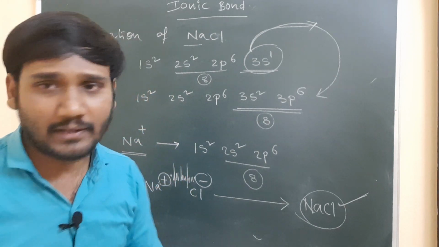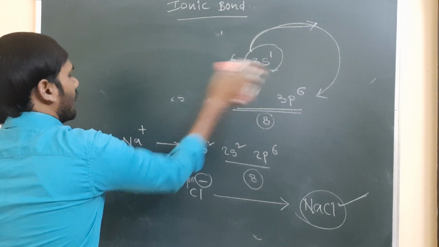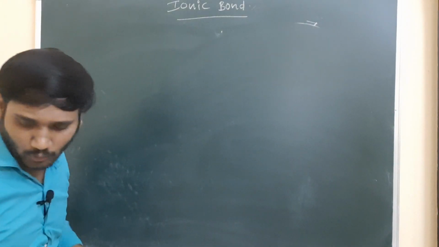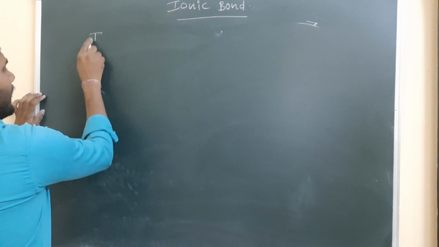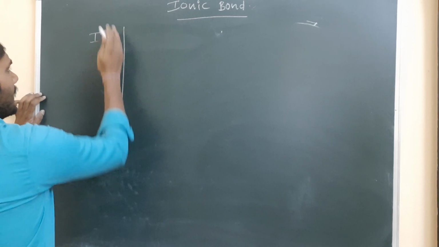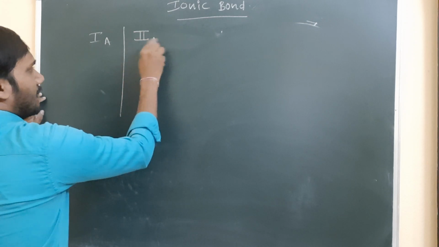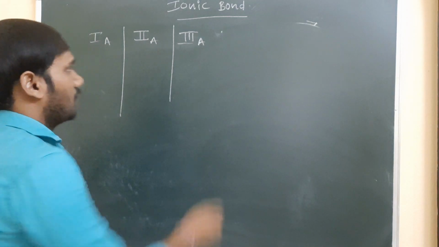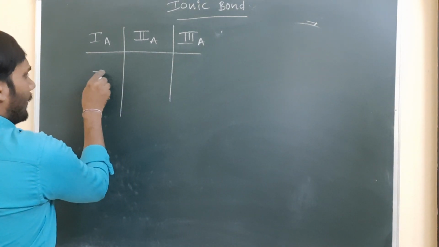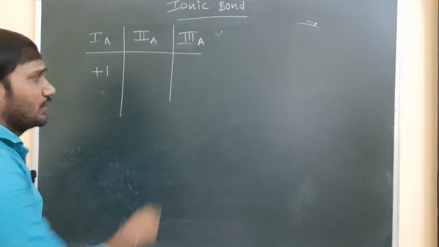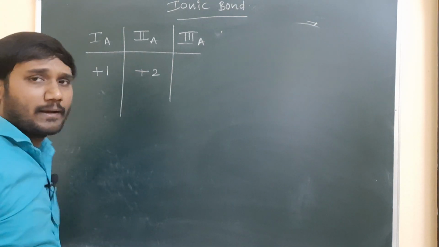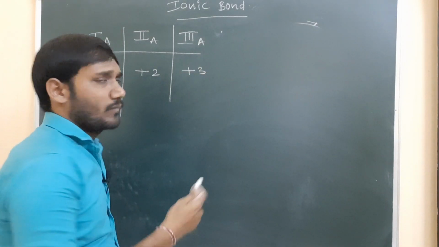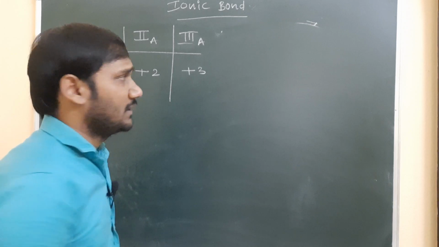Now, same like this, other groups of elements also behave similarly. Sodium is a first group element and loses one electron. It means 1A group elements, then 2A group elements, then 3A group elements. The first group loses one electron, getting a +1 charge. The second group loses 2 electrons to get the octet configuration, so +2 charge. The third group gets the octet configuration by losing 3 electrons.